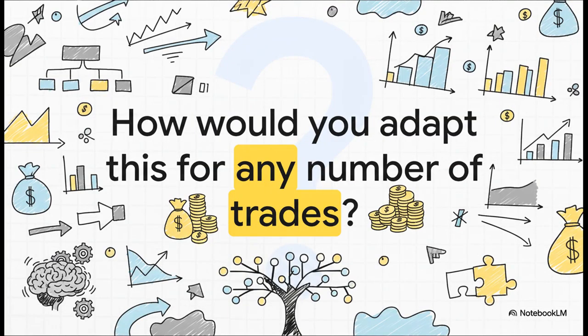And that kind of leaves us with a final fun question to think about. We've totally cracked this puzzle for 2 trades. But what if you could make 3 trades, or 4, or any number of trades? How would you take this state machine logic and scale it up? It's a fantastic problem to chew on, and it really shows you how powerful these core patterns can be.